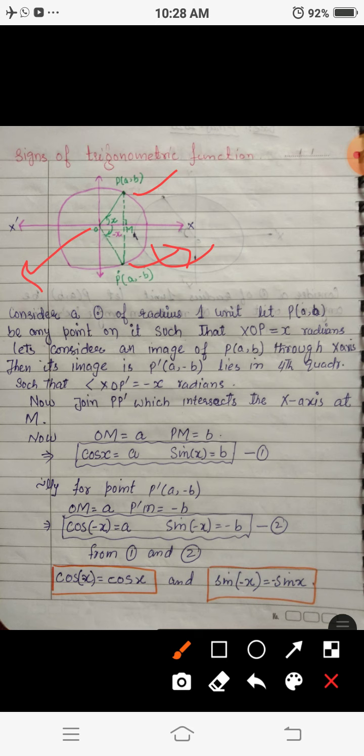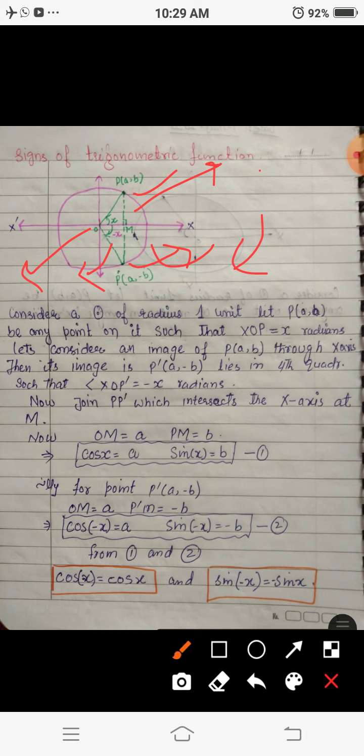Now let the angle between OX and OP, that is angle XOP, be x radian. We are measuring this in the anti-clockwise direction, that is the positive direction, so x is positive here. Similarly, the angle XOP' is -x, because P' is simply the image of P(a, b). If XOP is x radian, clearly XOP' equals -x radian, because here we are measuring in the clockwise direction.